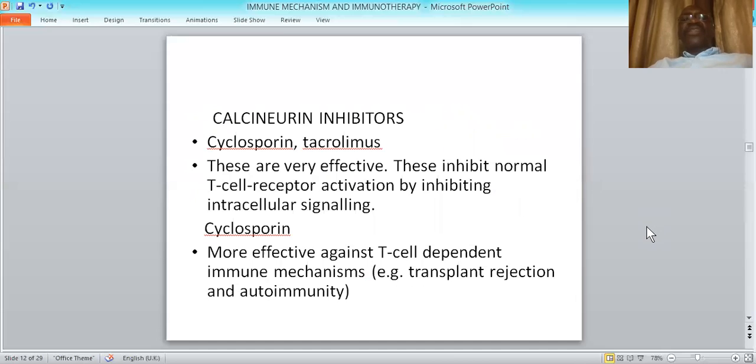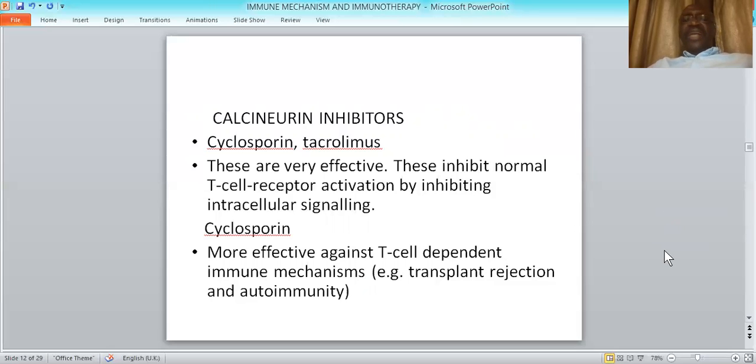Next, we look at calcineurin inhibitors, like cyclosporine and tacrolimus. Cyclosporine and tacrolimus. They are very effective. They inhibit normal T cell receptor activation by inhibiting intracellular signaling. Once they inhibit the signaling in the cells, then T cell receptor activation is downplayed.